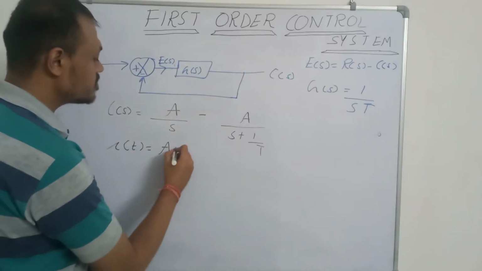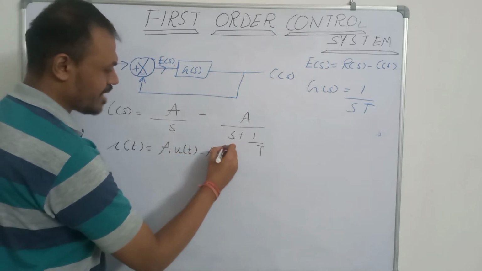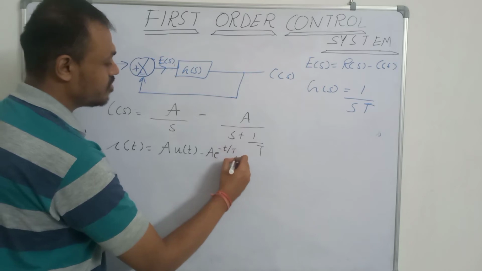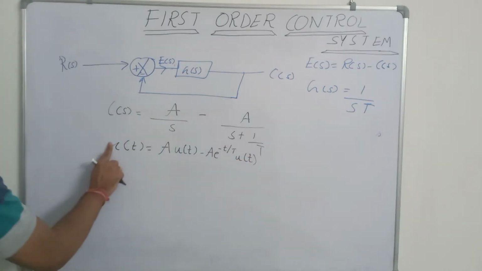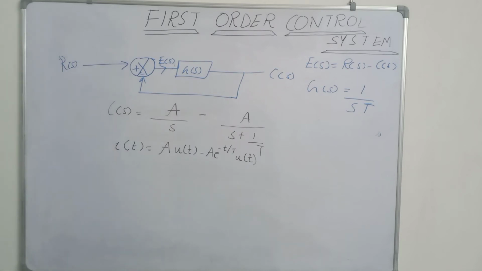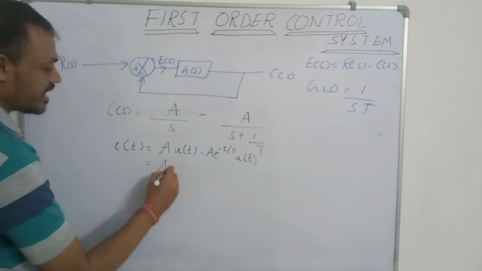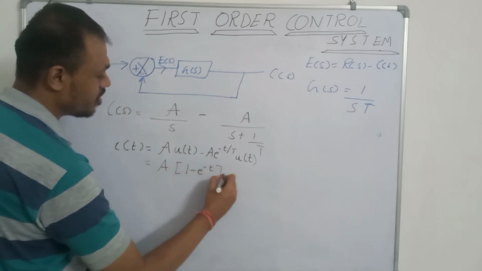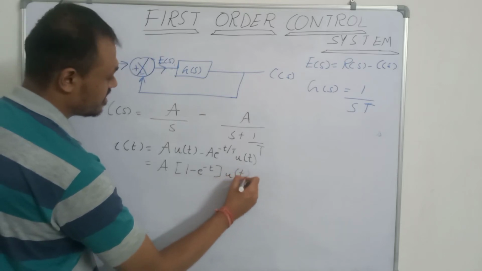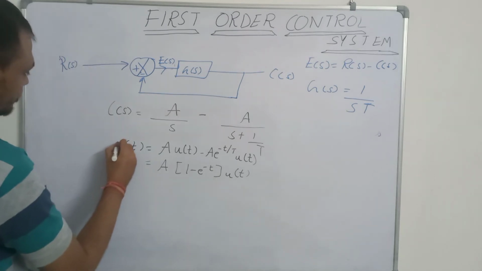A U of T minus A e to the power minus T upon T U of T. This is the value of C of T. So it is also equal to A into 1 minus e to the power minus T upon T U of T. This is the step response of the first order system.